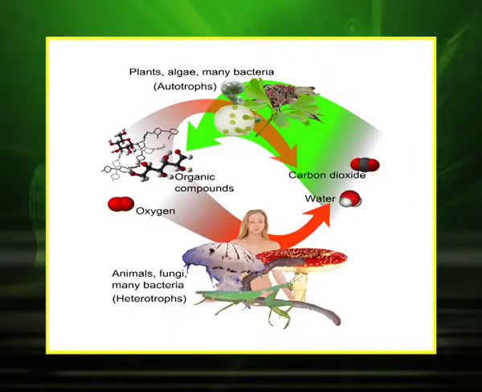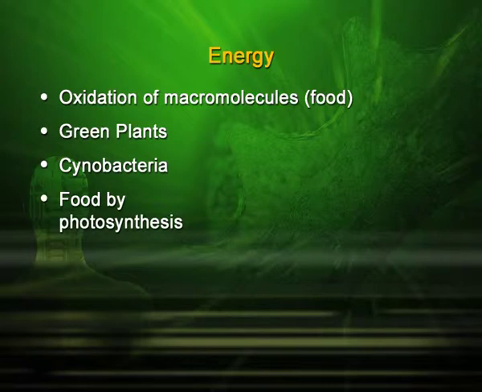Auto means self, trophs means food, producing food themselves. So, green plants and cyanobacteria are able to synthesize their food themselves, whereas all other organisms depend on plants for their food directly or indirectly. As we have discussed, the source of food in cyanobacteria and in green plants is photosynthesis. Children, you can very well appreciate at this point the value of photosynthesis and the value of plants for our livelihood.